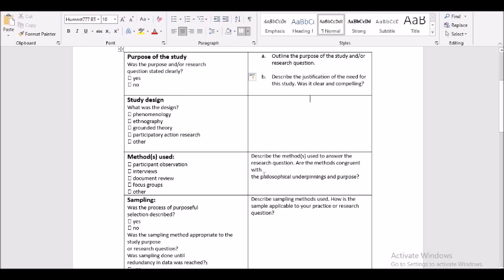The next question is, are the methods congruent with the philosophical underpinnings and the purpose? Now you see, unless you know the philosophical assumptions that are being used, how would you go ahead and write it down? And you will see that in papers they are absolutely clear about this. Maybe they will jot it down in a single line and say that yes, this is this, and by the time they come to the discussion, apart from discussing their qualitative or quantitative results, they even talk about it.